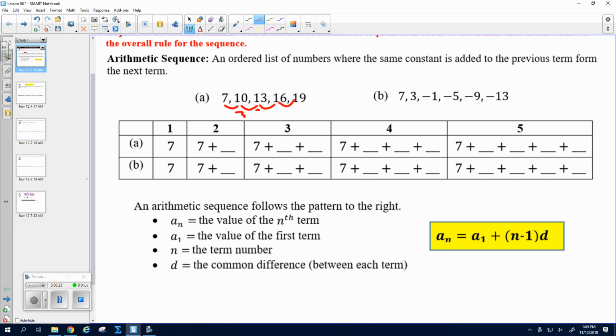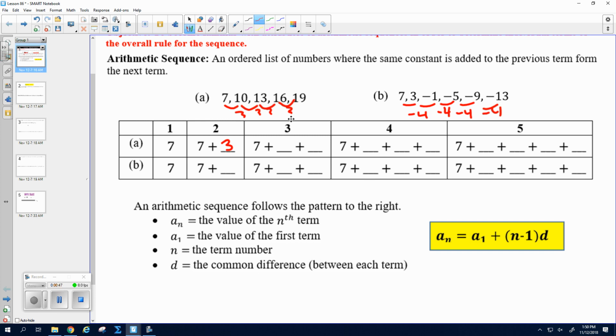Right, so we're adding 3, we're adding 3, we're adding 3, and we're adding 3. And this one's difference every time is what? Right, we're subtracting 4, subtracting 4, subtracting 4. So if we're starting with 7, the second term in this particular sequence for A right here is 7 plus 3, right? So the second term, you only add the difference one time.